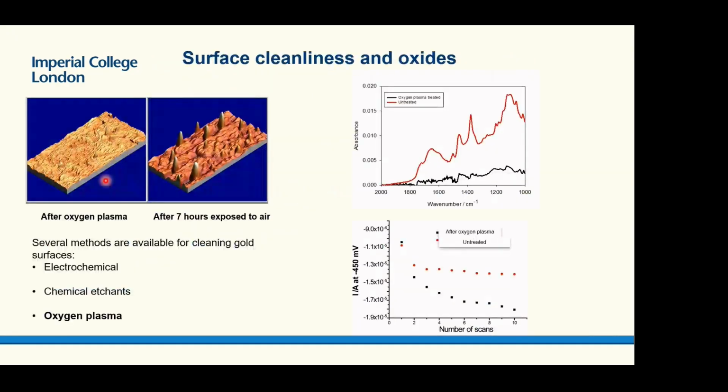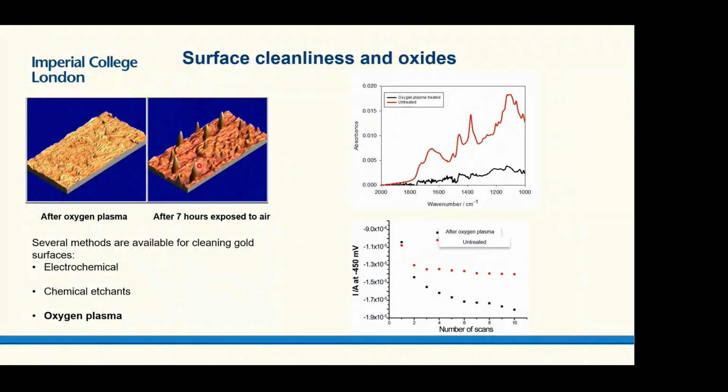So in terms of the surface cleanliness, we can see that when we look at oxygen plasma cleaned gold surfaces with AFM, you can see that they are nice and smooth. But if we leave them outside for 7 hours, for example, exposed to air, immediately you get the adsorption of a lot of particles and organics on the surface. And we can see that also by doing an FTIR measurement, and we can see the oxides formation as well as different organics depositing.